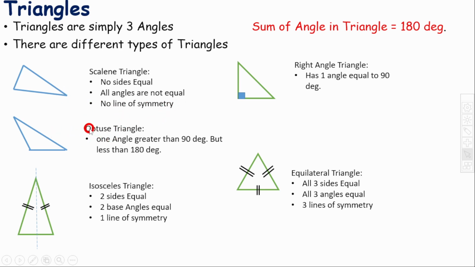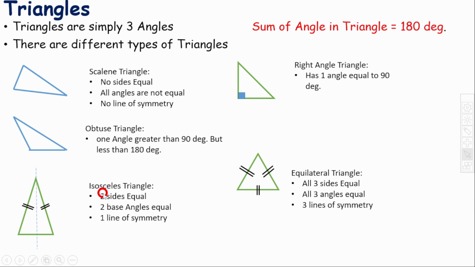Then we have the obtuse triangle. The name obtuse comes from the fact that one of the angles is greater than 90 degrees but less than 180 degrees. That's why it's called an obtuse triangle. One of the angles, as you can see even looking at it right now, is the angle that we are talking about. That is why it's called an obtuse triangle.